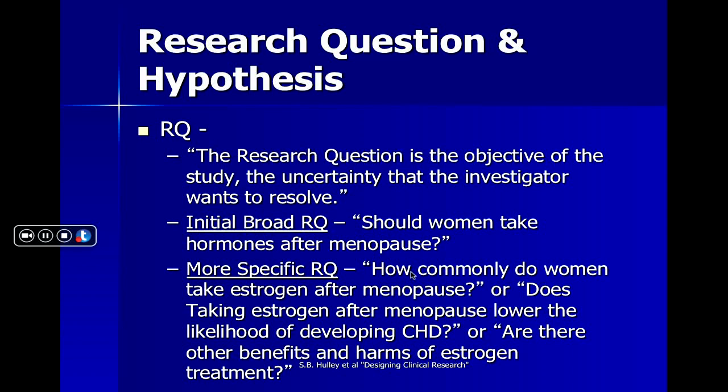When you get to your research question, you want to make sure that your research question reveals the focus of your study, and it is precisely the uncertainty that you want to resolve. Research questions can sometimes be broad, but you really, for the purposes of your protocol, want to make it much more specific. An example broad research question would be, should women take hormones after menopause? This is a very broad question, and probably one too broad for a particular study to answer.